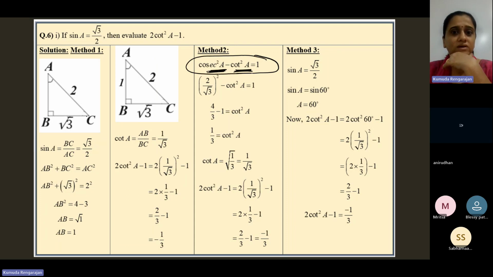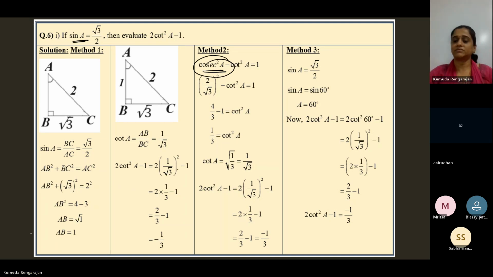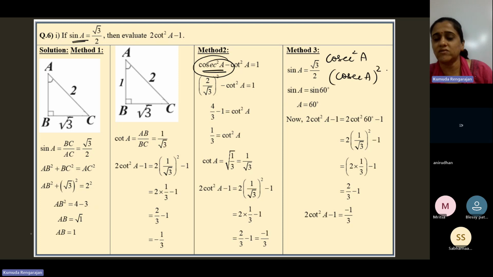We have to find cot square A. So that means you should know the value of cosecant square A. Only then can you find cot square A. And we know the value of cosecant square A because sine A is root 3 by 2. Its reciprocal is cosecant A, which is 2 by root 3. So 2 by root 3 the whole square, because cosecant square A is nothing but cosecant A the whole square, whatever the value of cosecant A is. Right?